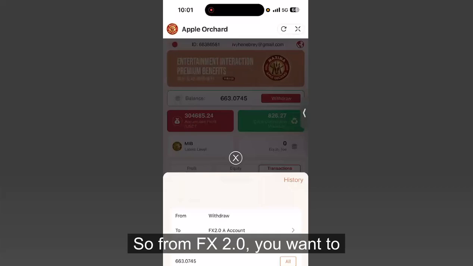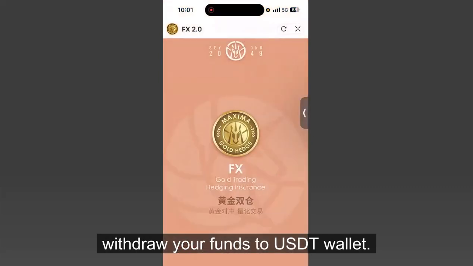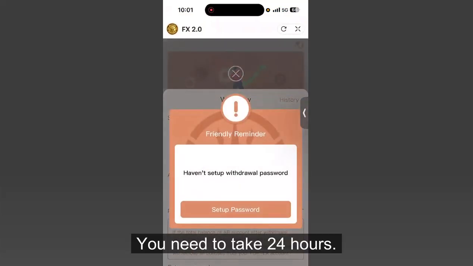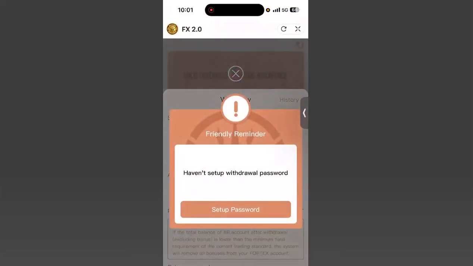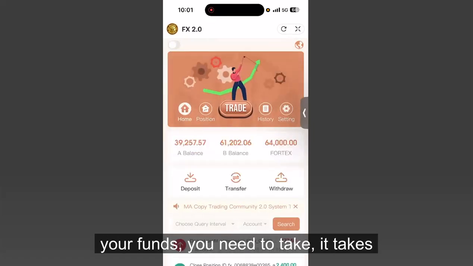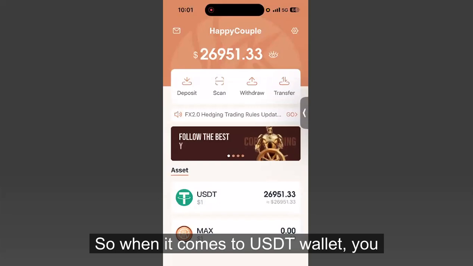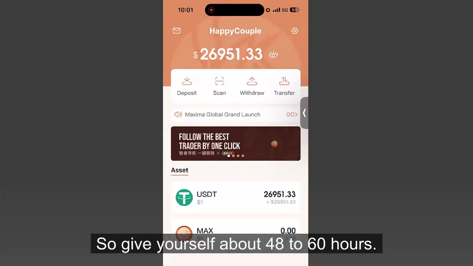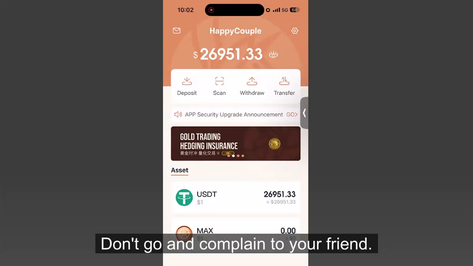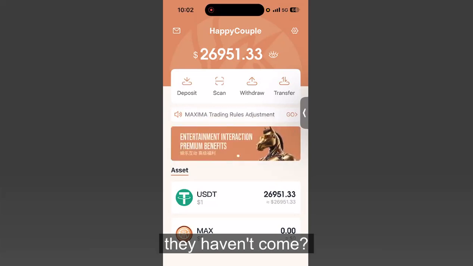Okay, so from FX 2.0, you want to withdraw your funds to the USDT wallet. It takes 24 hours. Okay, you need to take 24 hours. Then when it comes to the USDT wallet, you want to withdraw a fund, it takes another 24 hours. So give yourself about 48 to 60 hours. Okay, 48 to 60 hours. Don't go and complain to your friend, you tell me 48 hours, or Alan told me 48 hours, but how come 60 hours you haven't come?